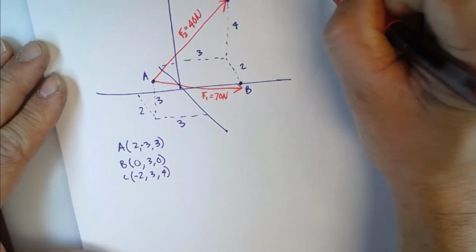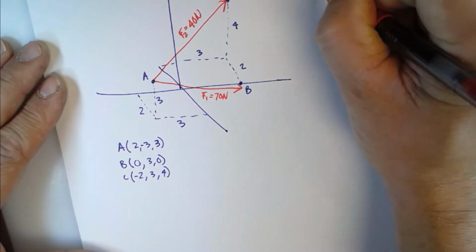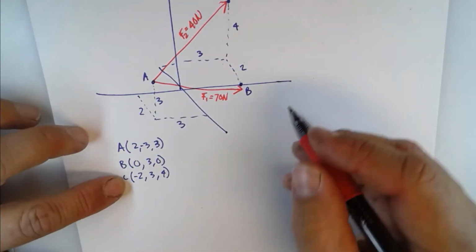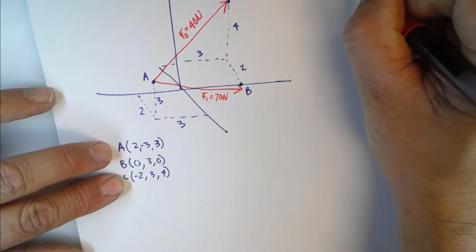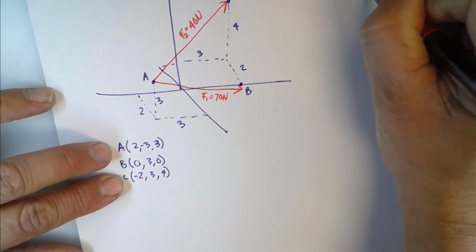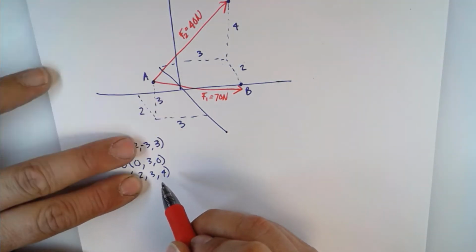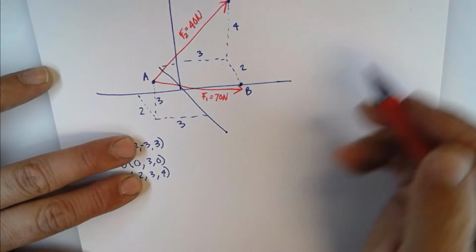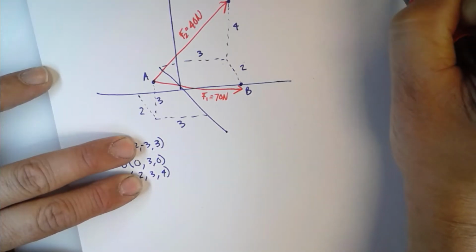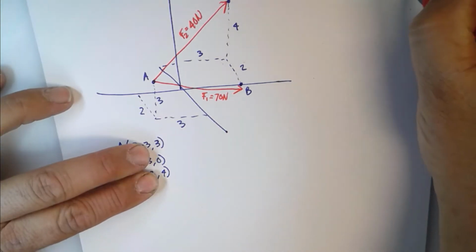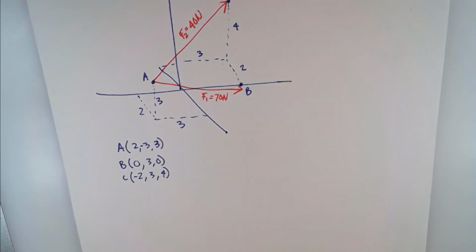So, the position vector, let's start with that. Let's go RAC. That's going to be C minus A. So negative 2 minus 2 is going to be negative 4. 3 minus negative 3 is going to be 6. 4 minus 3 is going to be 1. Everybody agree with me on the position vector AC? Yes.